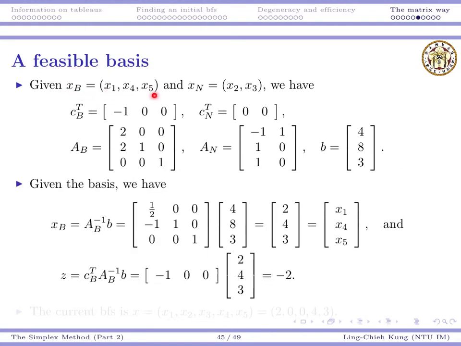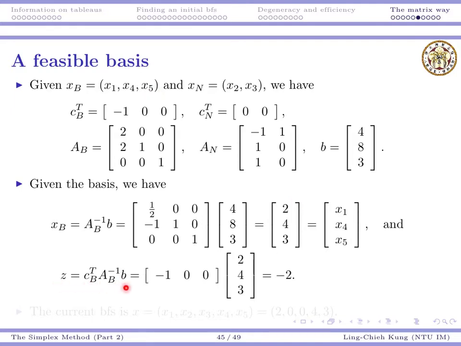Given this basis, we then calculate the following things. The current basic feasible solution can be calculated as AB inverse B according to this formula. We have AB here, so AB inverse can be found by hand, with pen and pencil. Then AB inverse B gives you the values of basic variables x1, x4, and x5, which should be 2, 4, and 3. You may want to verify that when you use the tableau with this basis, you have exactly the same thing.